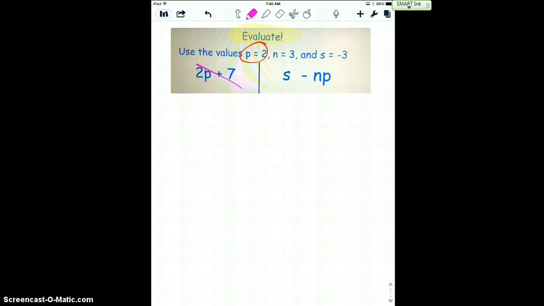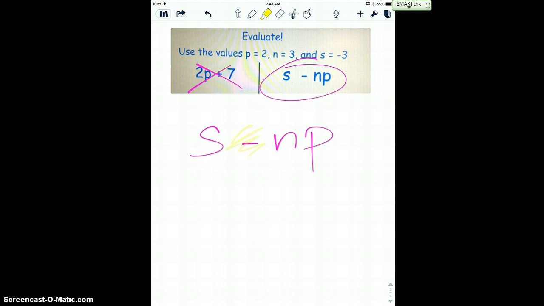So now we work through this one. I'm going to erase that part. So now let's look at this. We have the expression s minus np. Again, first look to see how many operations we have. In this case, I have subtraction and multiplication. Now I'm going to evaluate it, come down to one final number. So I need to figure out what s stands for, what n stands for, and what p stands for. And that's given to me all up here.